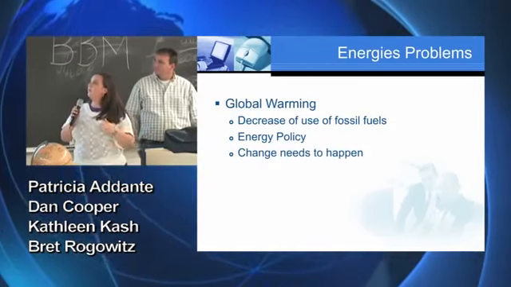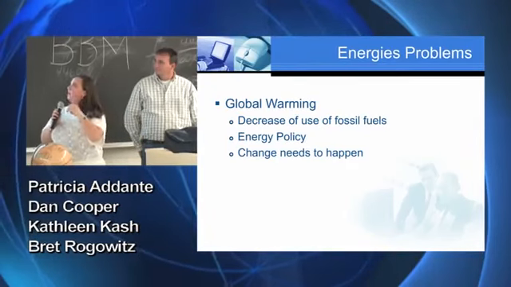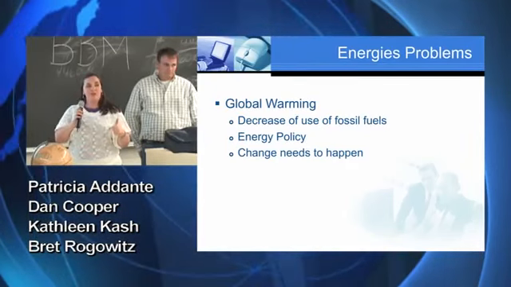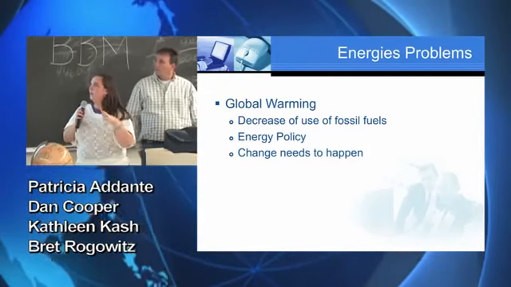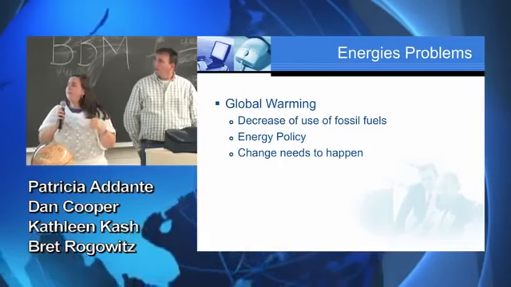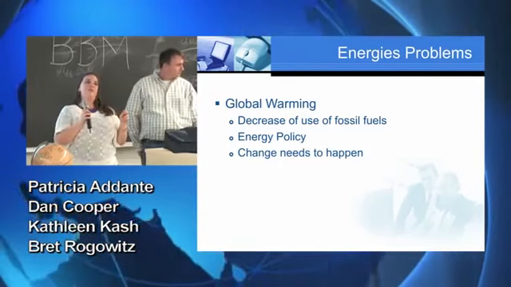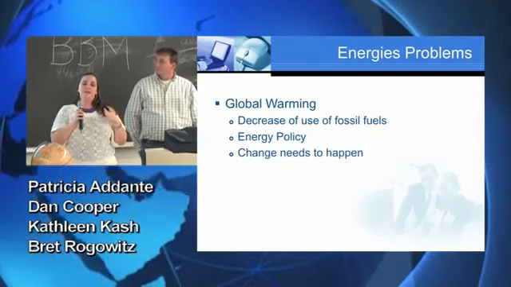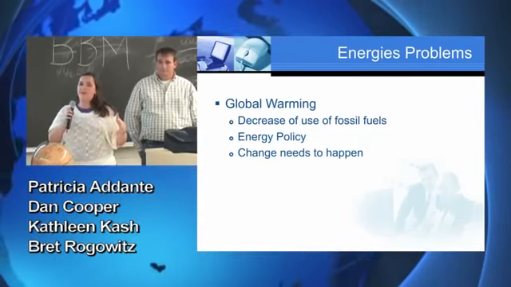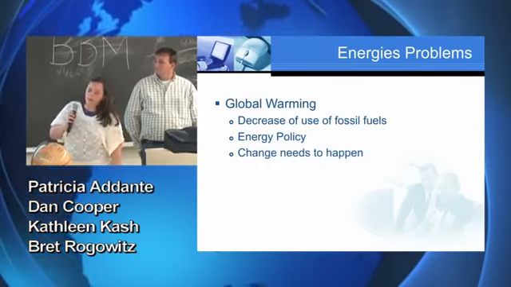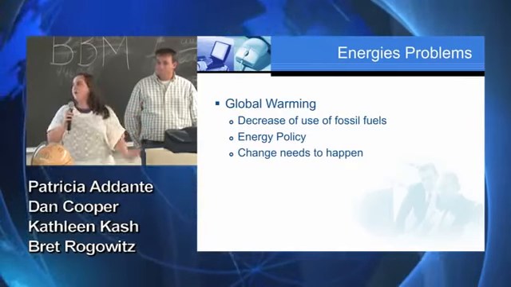One of the things when it comes to using our fossil fuels is, of course, global warming. The more fossil fuels we use, the more they decrease, and it's also causing more of a problem with global warming. Some of the things they're doing to try to make it better is talking about energy policy, which is limiting the amount that people can use, but that's not being done now. And then they also are talking about how things need to be changed, like using solar and wind power.